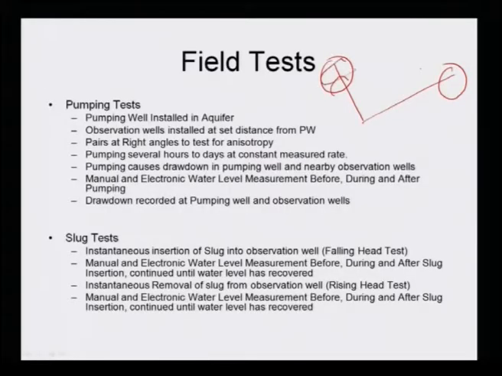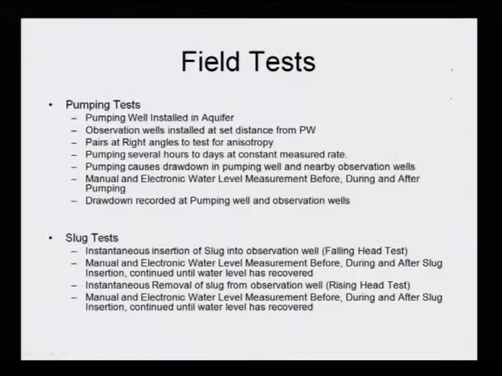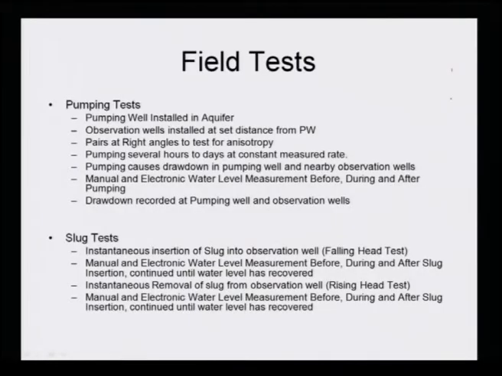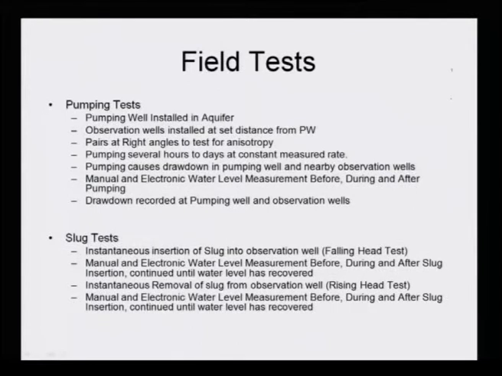Pumping for several hours to days at a constant measured rate. That means you pump at a constant rate, for several hours to days. It may be 4 hours, it may be 8 hours, it may be 1 day, it may be continuous 2 to 3 days at a constant measured rate. At a constant measured rate means you decide how much water is to be pumped out, say 100 ml, or maybe 1000 ml of water. That is called a constant measured rate; that rate should be constant.